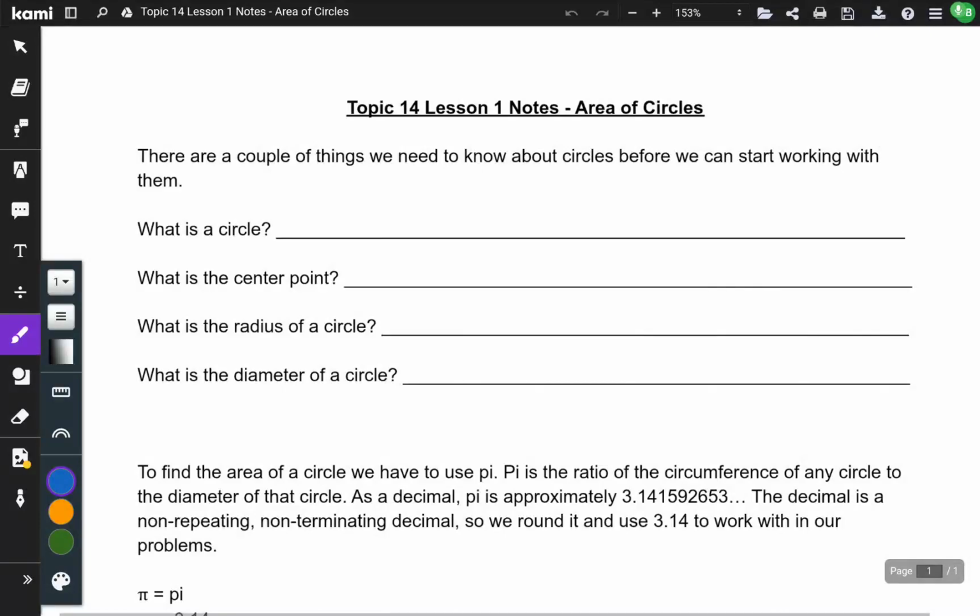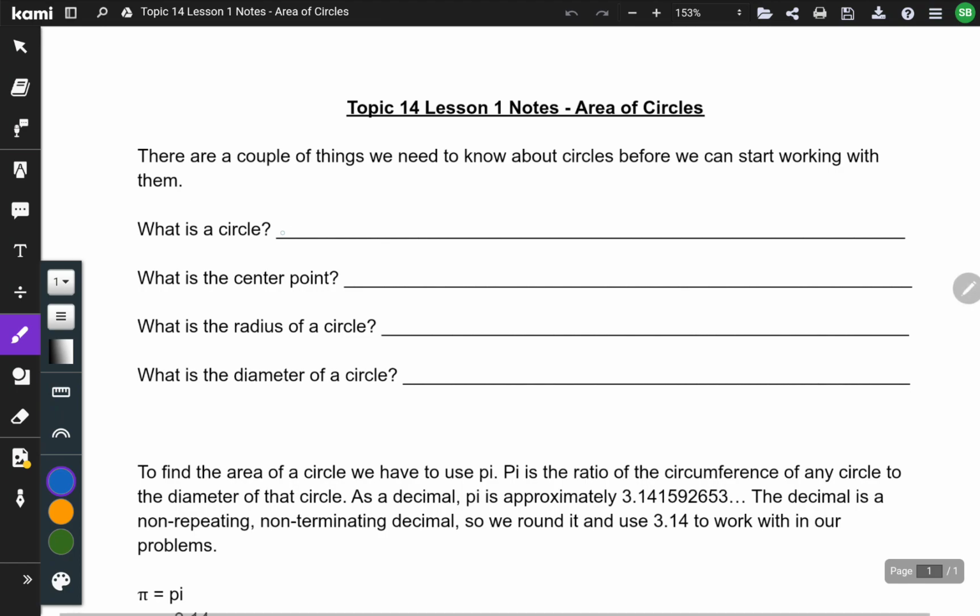Topic 14, Lesson 1, Area of Circles. Now, this is actually probably a legitimate new topic to most of you. Up to this point, you really haven't worked with circles, so we're going to talk about a few things before we get going. So first things first, what is a circle?